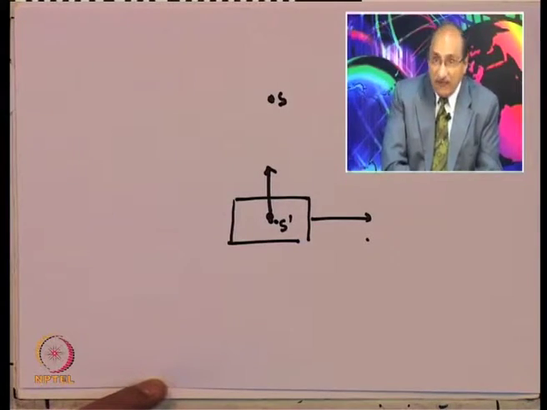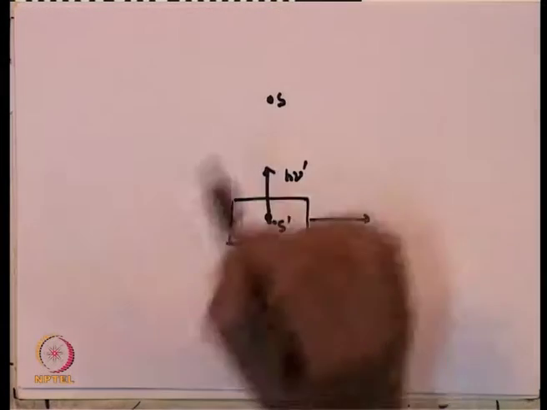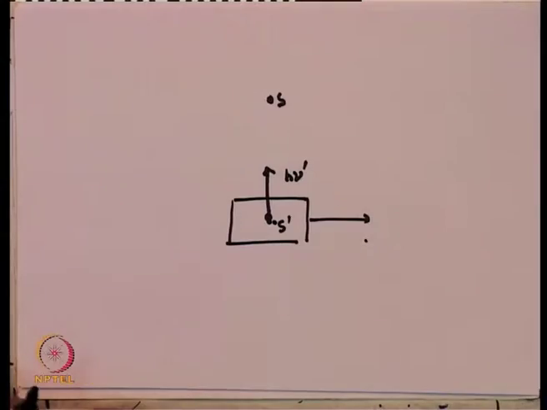Now, we can find out, using again the energy momentum transformation, that if this h nu prime is the energy of the photon which is emitted by this S prime observer, what will be the frequency of this particular photon as will be seen by the observer S. This is what we call a transverse Doppler effect. In sound, we do not see such a type of transverse Doppler effect. It is purely a relativistic phenomenon. Anyway, let us first work it out.